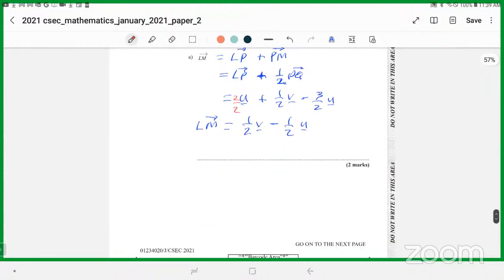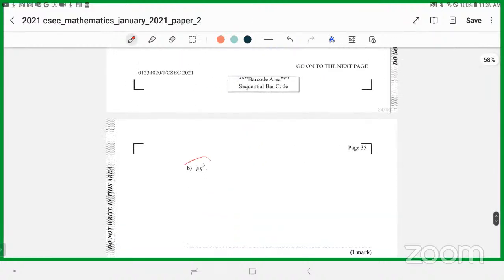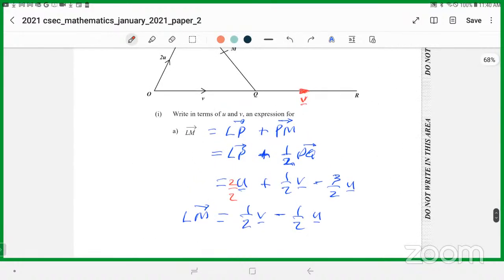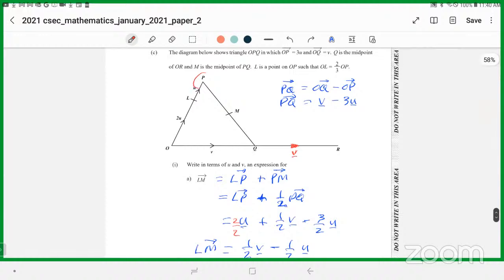Anything else I want us to do? It says I want us to find the vector PR. Let's look at the diagram. How we go from P to R. Easy. Somebody tell me how we're going to go from P to R. In terms of UV? Everything is in terms of UV. They're always in terms of the vector components. Always. Yes, so tell me, sir.